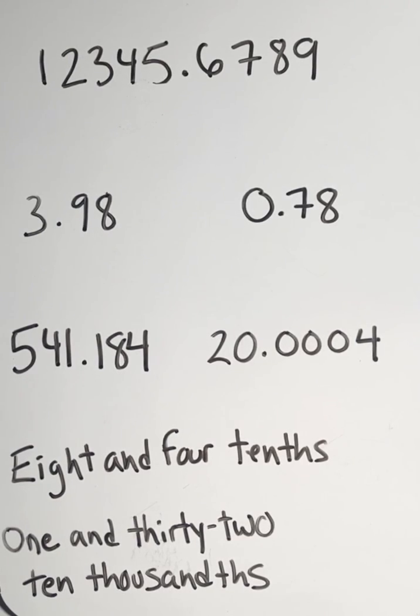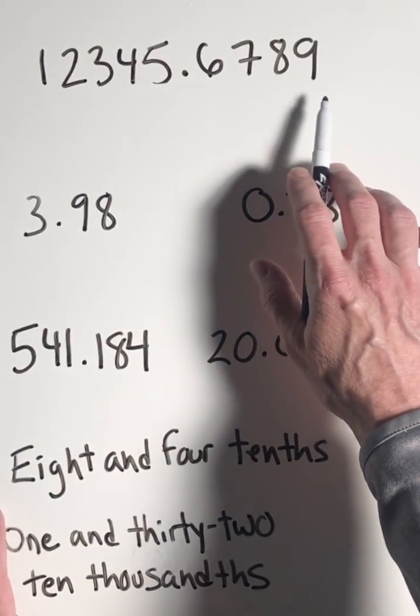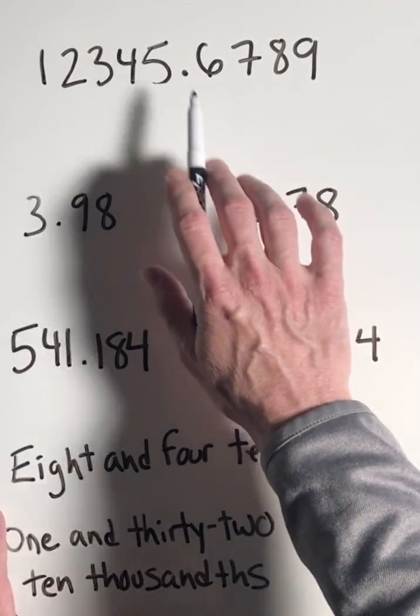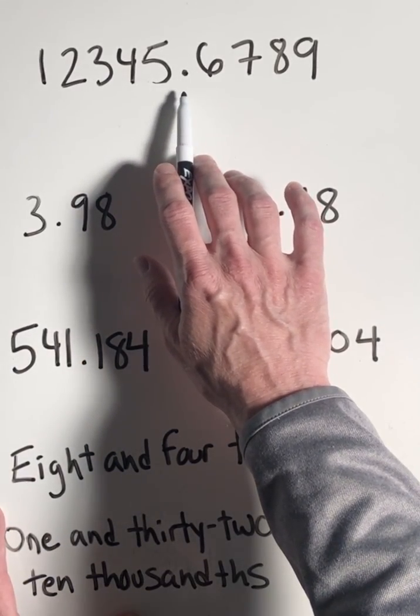Before we begin operations with decimals, it's important to have an understanding of the decimal number system that we work within. Each digit in this number here occupies a different place value in our number system. We'll start in the middle to the left of the decimal point.